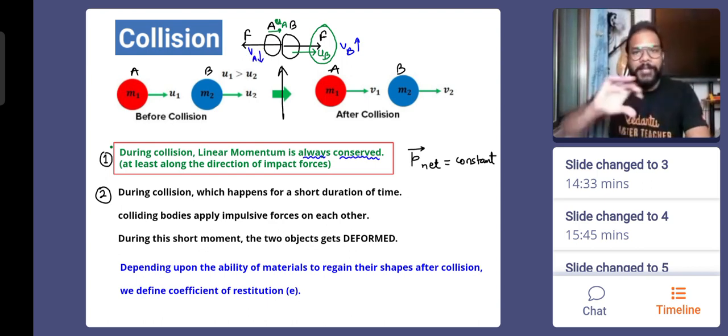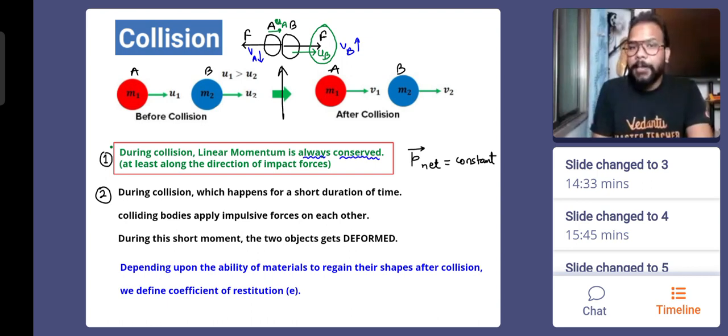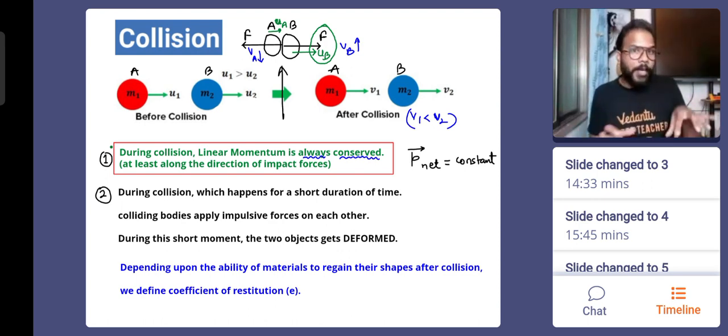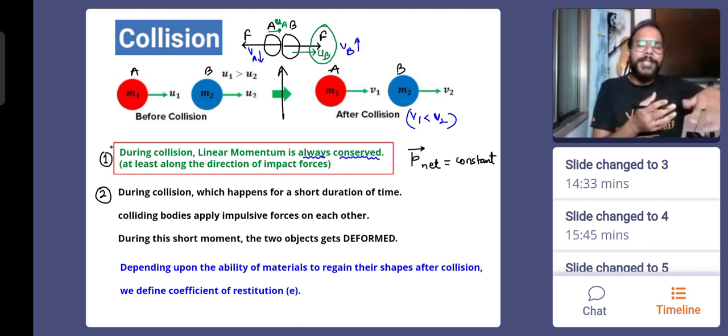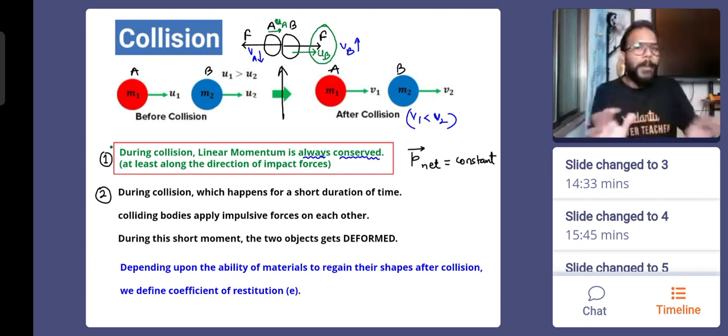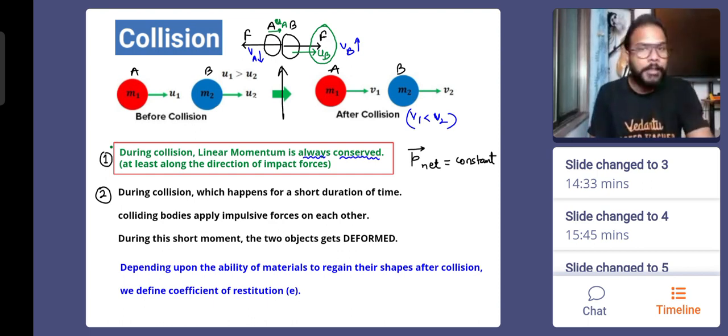That is why after some time, if they separate, then the velocity v2 will become more than v1. Then only they will be able to separate. By the way, you can say v1 will be less than v2. Then only the two objects can actually separate, when the body which is moving forward starts to move faster and this body slows down in this process. So this slows down, this speeds up. Now they have separated, or I should say the collision is done. Once the collision is done, the two bodies don't apply any force on each other. That is why it is a very short duration, impulsive process.